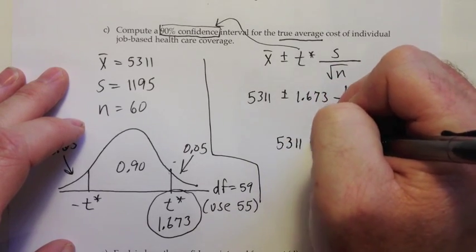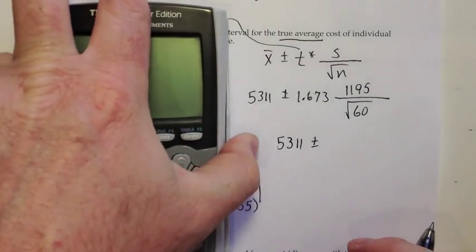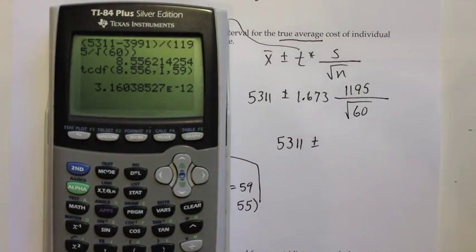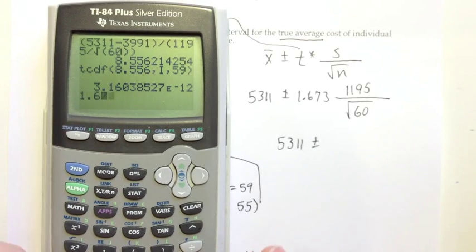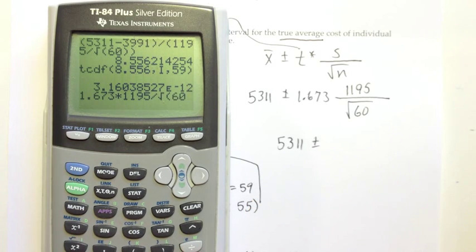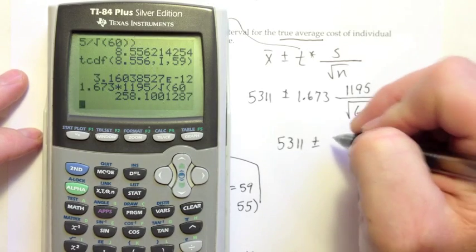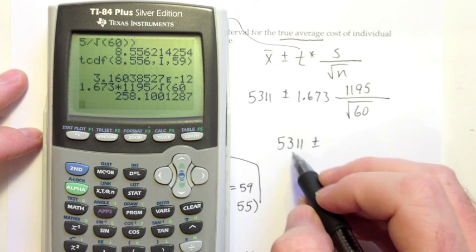That was our point estimate, but we have no faith that that's the right answer for this population. So we're going to give ourselves some margin for error. So let's calculate how much margin of error we need. 1.673 times 1195 divided by the square root of 60. And that gives 258.100 and so on.